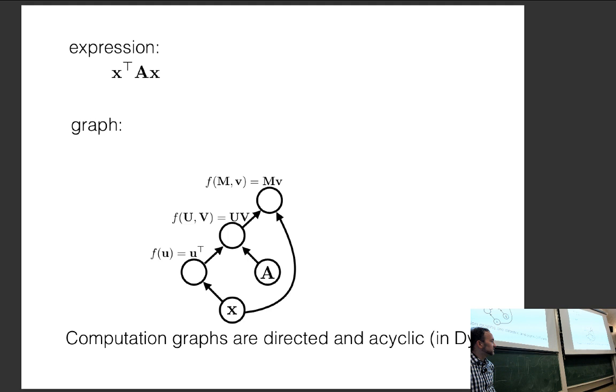Computation graphs are directed acyclic. It's written as cyclic in Dynet on the slide, I forgot to update my slides. They're directed acyclic in almost all modern neural network toolkits, and the reason for that will become apparent soon. But what this means is they don't have to be trees. You can reuse nodes like this. So here we have x transpose times A times x, which means that we can reuse x again. So we can have this x going into multiple functions.